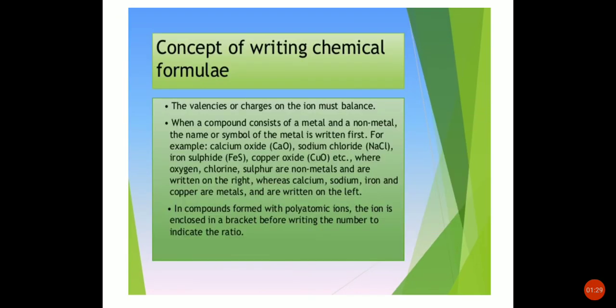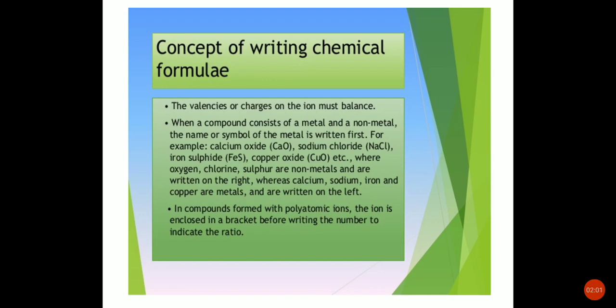Okay. The next one is the concept of writing chemical formula. To write a chemical formula, we have to go through the following points. The valencies or charges on the ion must balance. That means the valencies should balance. When a compound consists of a metal and a non-metal, the name or symbol of the metal is written first. If a compound consists of metal and non-metal, the name of the metal should be written first.